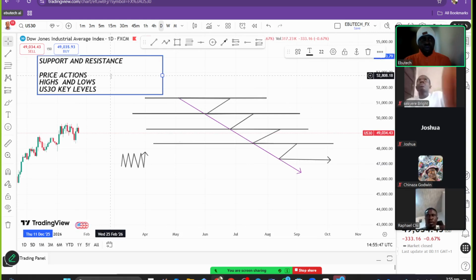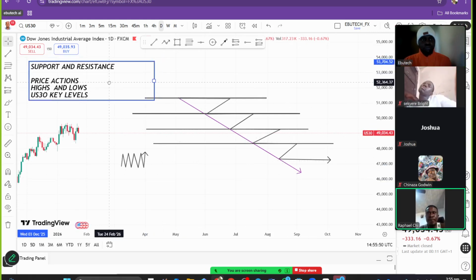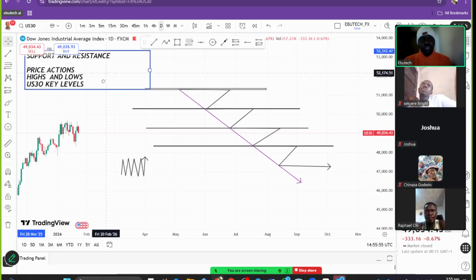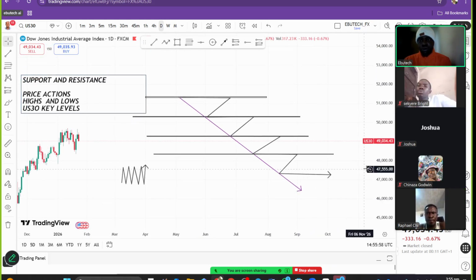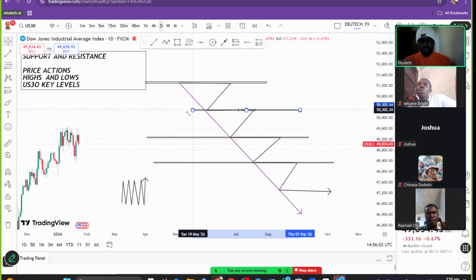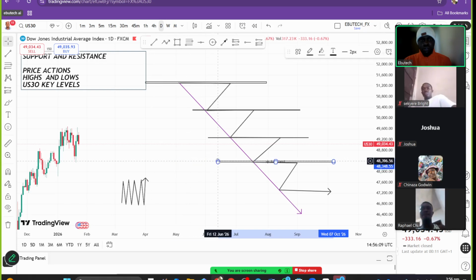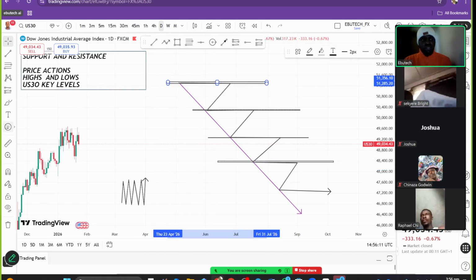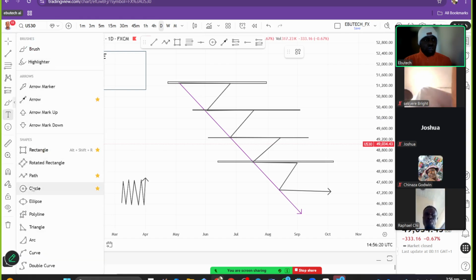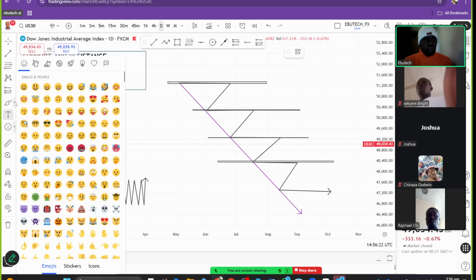Like I was saying, now we have this is our resistance, our downtrend. This is a downtrend, right? This is a downtrend. So let me call it out. I hope you guys can see my screen, right?